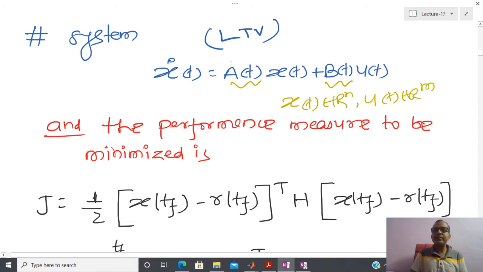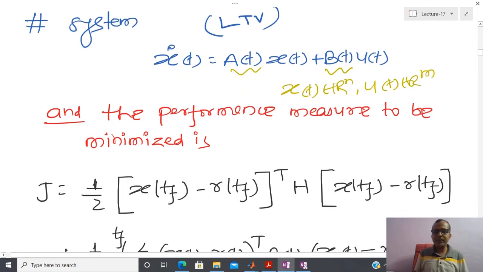If the matrix A(t) is constant and B(t) is constant, then we call that system a linear time invariant system. So whatever formulation we are going to discuss is equally valid, and the formulation and calculation become a little more simple. Most of the time people discuss the linear time varying system, because whatever result you can develop for the linear time varying system is equally valid for the linear time invariant system. So let us see how to solve this class of problem.